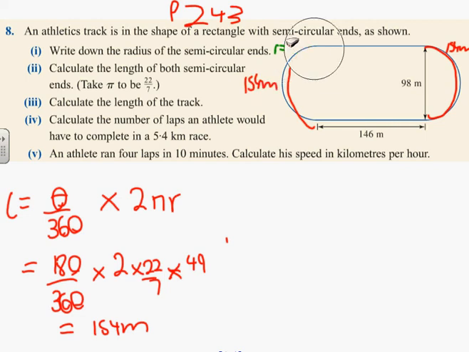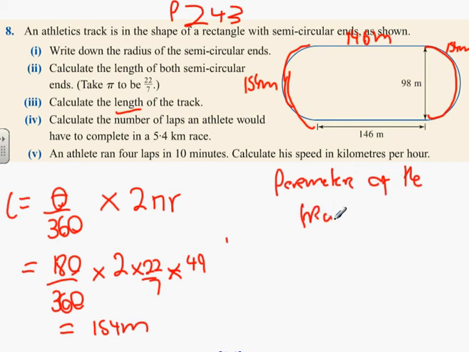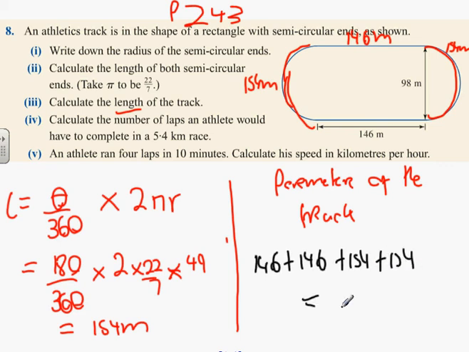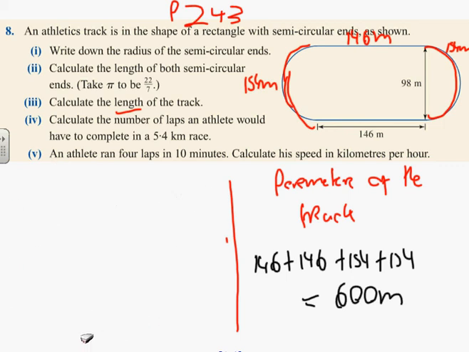Okay, what about the two straights? 146 meters per straight, right? Now, can anybody tell me another word for doing a lap? It begins with a P. The length of the track is the same thing as the perimeter of the track. So what's the perimeter of the track? 146 plus 146 plus 154 plus 154 is 600 meters. So everybody's agreed, 600 meters, also known as the perimeter.